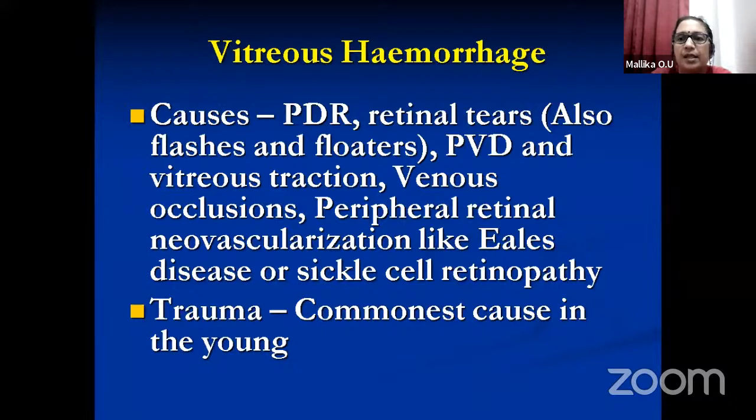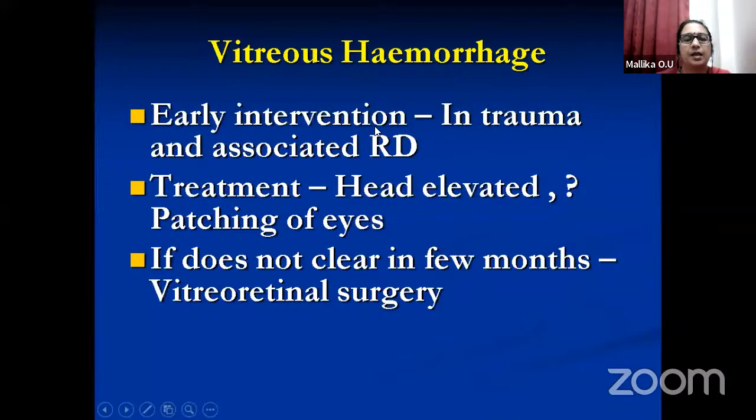I told you the retinal tears patients present with the premonitory symptoms of flashes and floaters. Posterior vitreous detachment with vitreous traction, venous occlusions with the neovascularization of the retina and bleeding. Peripheral retinal neovascularization causes other causes like Eales disease, sickle cell retinopathy. And trauma is the commonest cause for vitreous hemorrhage in young patients, blunt trauma especially.